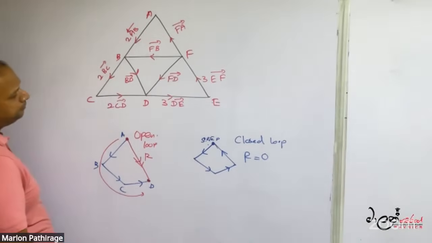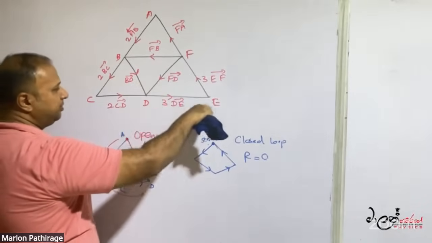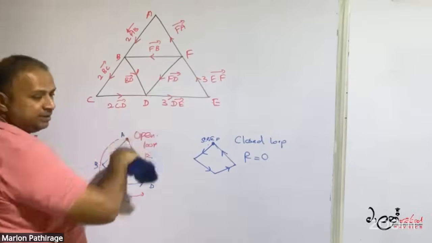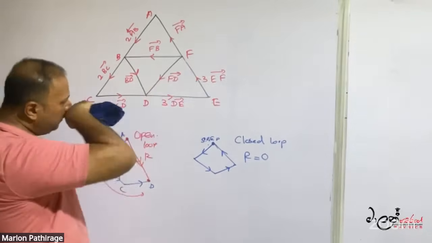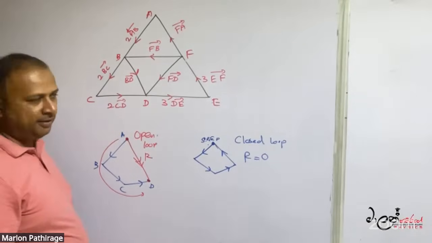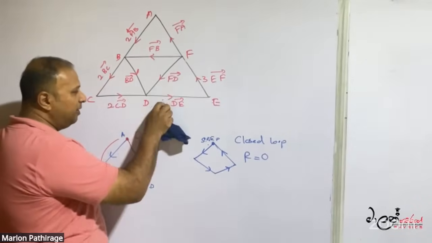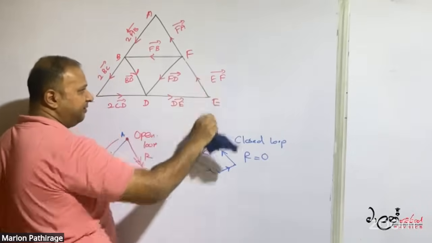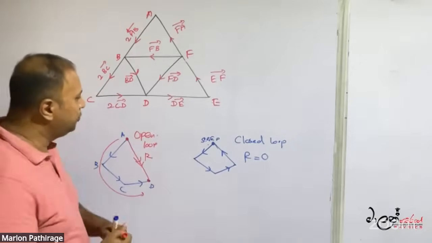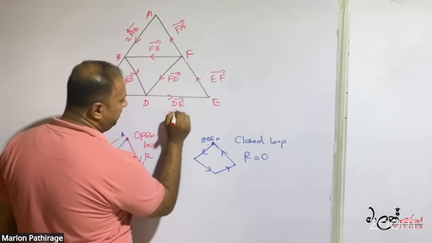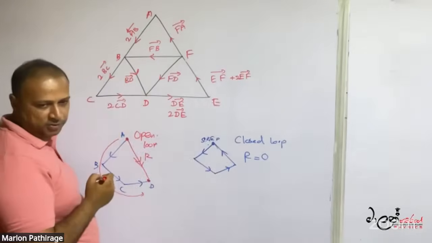Look at this one. I can first consider these two. That also closes to a loop: DE, EF, FD. But remember, there are three DE vectors. Therefore, I can write the additional two DE vectors separately, and the additional two EF vectors to it.